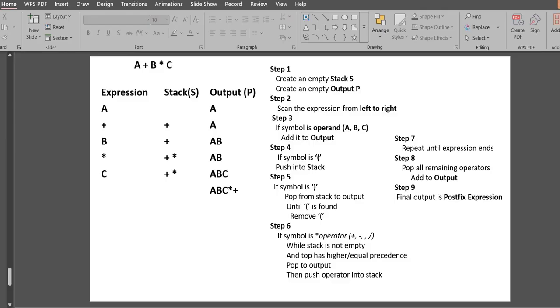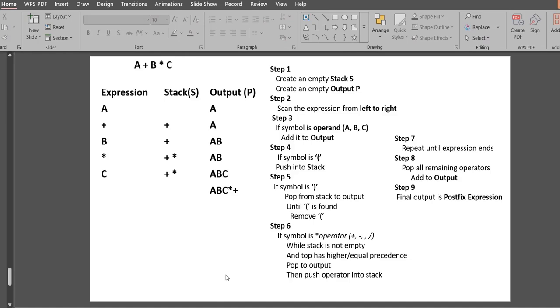Watch it first. In this video, we are going to understand infix to postfix conversion using stack. Also, step-by-step algorithm with some example. So let's quickly understand the basics.